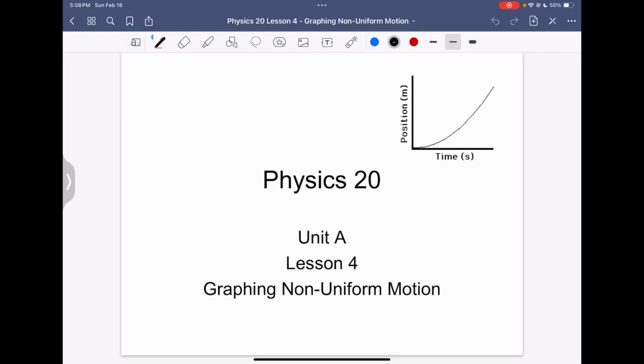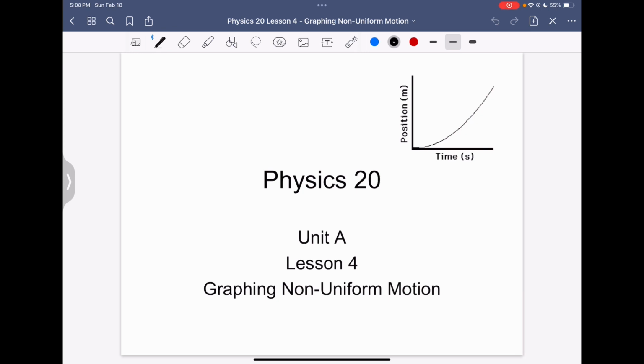All right, so now we move on to lesson 4 of Unit A, and it's graphing non-uniform motion, aka accelerated motion. So in the past couple lessons, we've started establishing the idea of speed. We've talked a little bit about velocity, distance, displacement. We've now established all that terminology that goes with it.